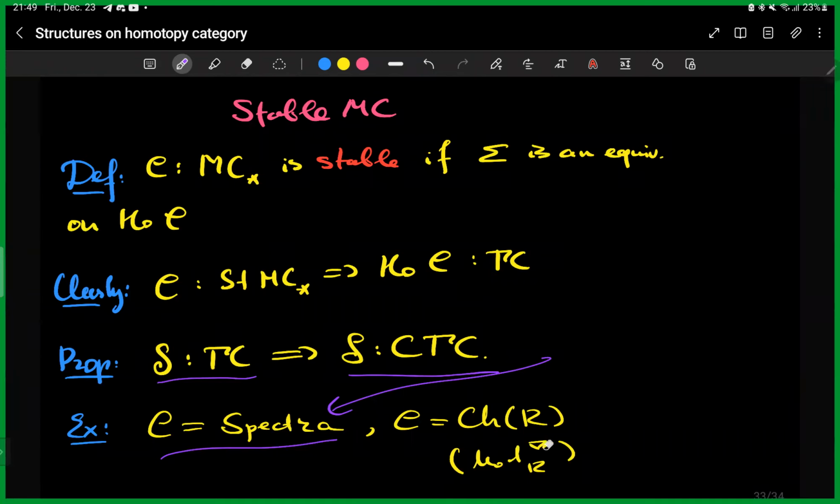Finally, I wanted to say something about some simplicial version of chain complexes. So here we should consider modules over spectra. If we consider modules over spectra, then the Dold-Kan correspondence gives us another example. So modules over spectra is also a stable model category.